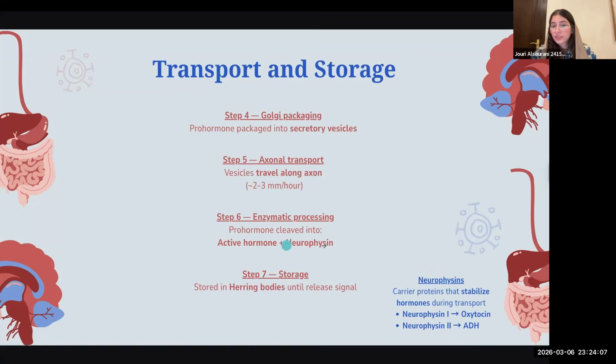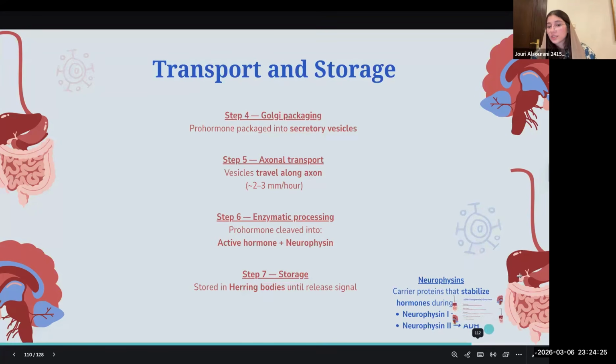And just a quick note, these neurophysins are carrier proteins. They just carry the hormones during transport, and they basically just stabilize them. We have two types: neurophysin 1, which is the one that binds oxytocin, and neurophysin 2, which has to do with ADH. So just know 1 oxytocin, 2 ADH.